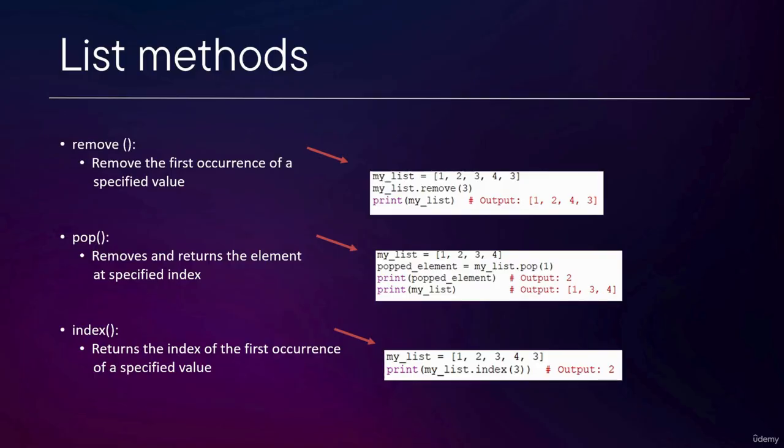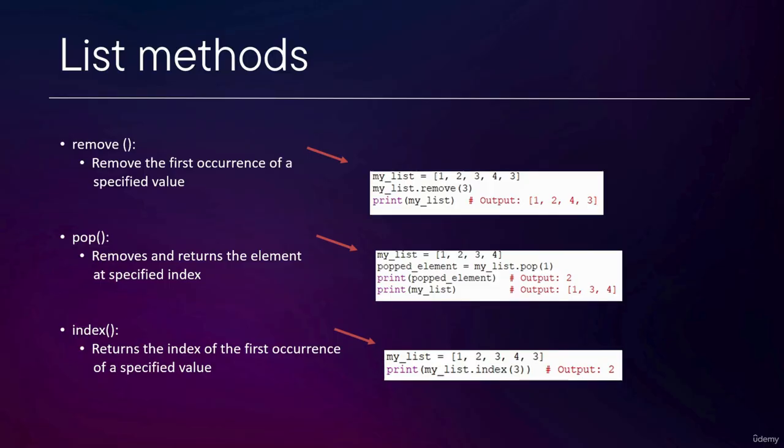Next we have the remove method. The remove method basically removes the first occurrence of a specified value. Whatever the first occurrence is, it will remove that. If there are multiple occurrences of the same item, it will not remove all of them, just the first one. As you can see in the example, it just removes the first occurrence of the number 3. Then we have the pop method.